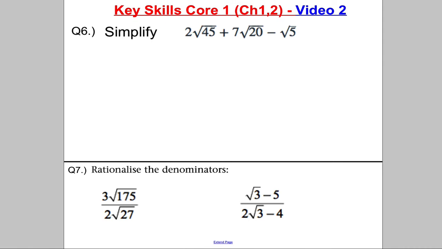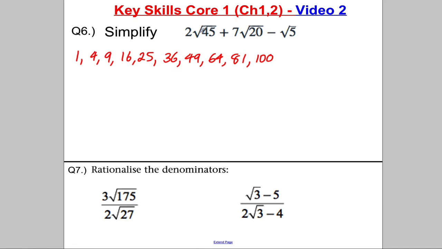Okay, simplify the following. When we're asked to simplify surds, I find it easy to do the following. I think it's good to list out your square numbers. 1 multiplied by 1 is 1, 2 times 2 is 4, 3 times 3 is 9, 4 times 4 is 16, 5 times 5 is 25, 6 times 6 is 36, 7 times 7 is 49, 8 times 8 is 64, 9 times 9 is 81, and 10 times 10 is 100. That usually gets us home.